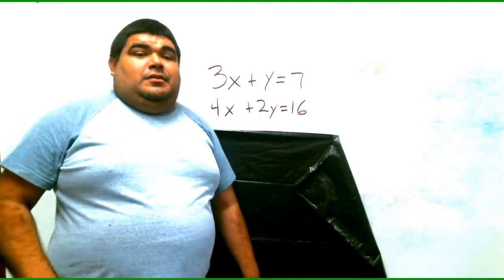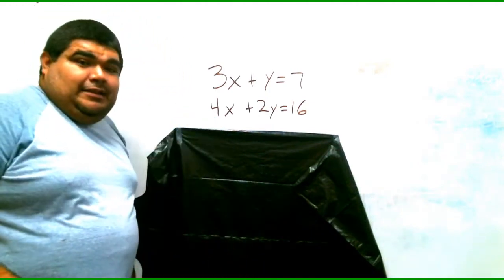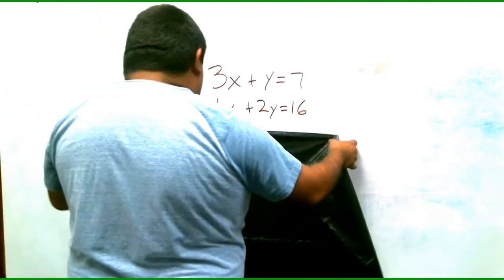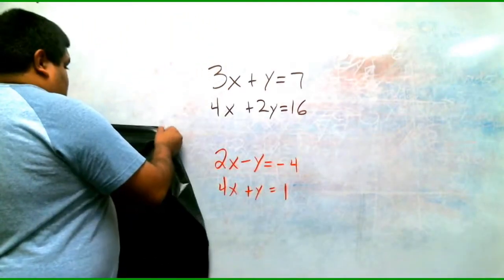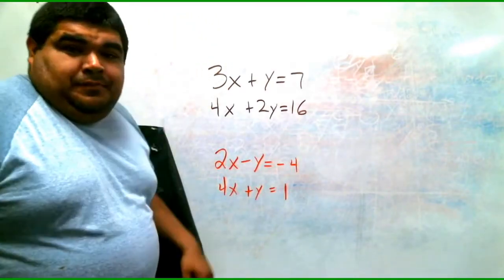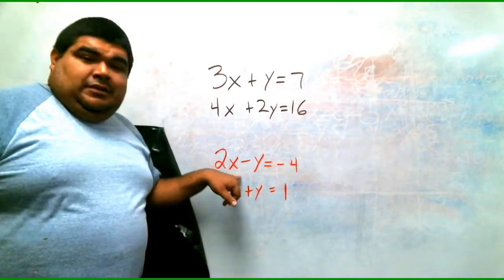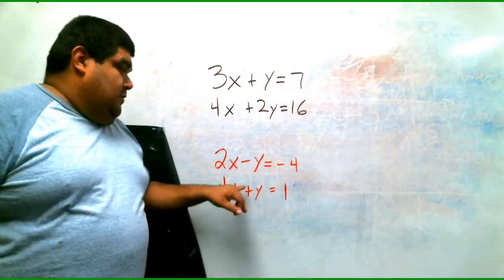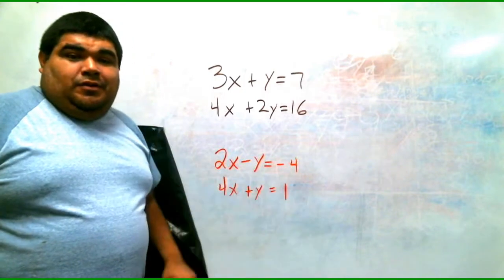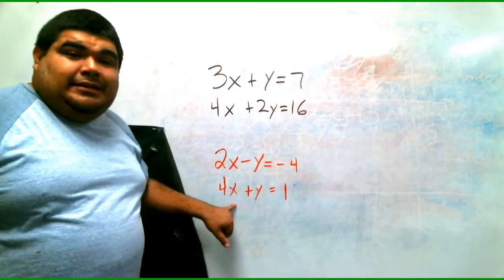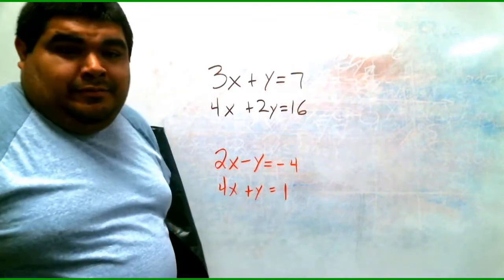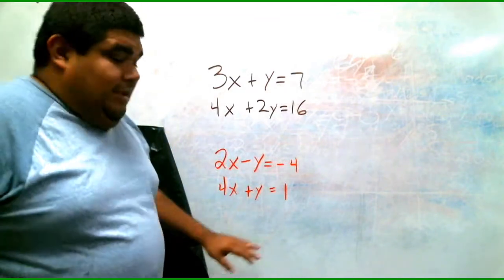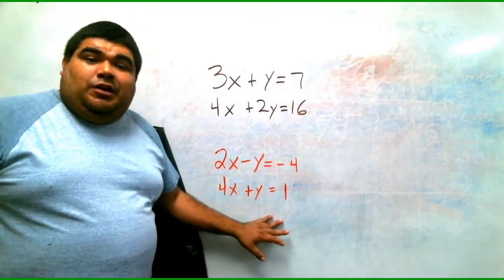Okay, and your second problem for today is 2x minus y equals negative 4, and then 4x plus y equals 1. Okay, so again, make sure you solve for x and y on this one as well.